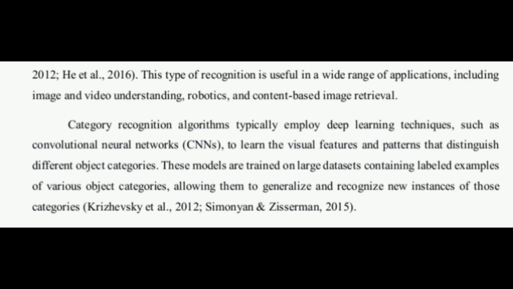Category recognition algorithms typically employ deep learning techniques such as convolutional neural networks to learn the visual features or patterns that distinguish different object categories. These models are trained on large data sets containing labeled examples of various object categories, allowing them to generalize and recognize new instances of those categories.